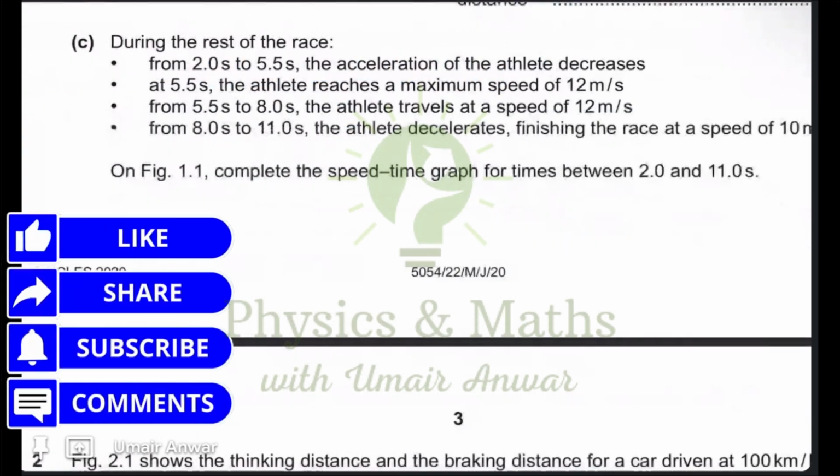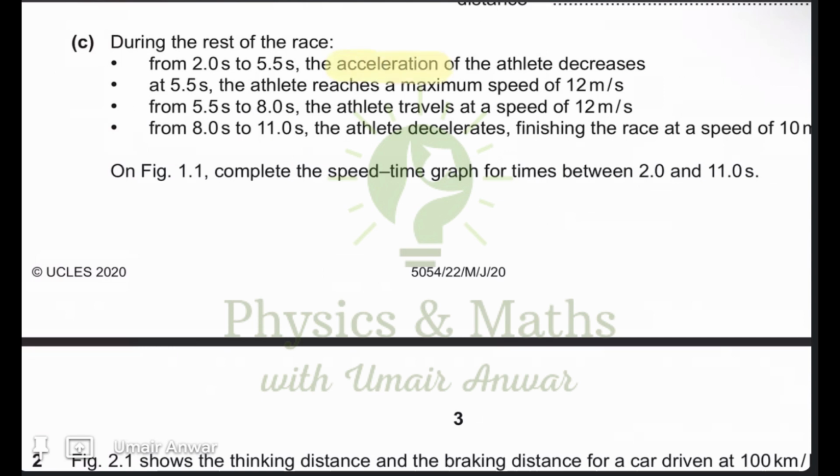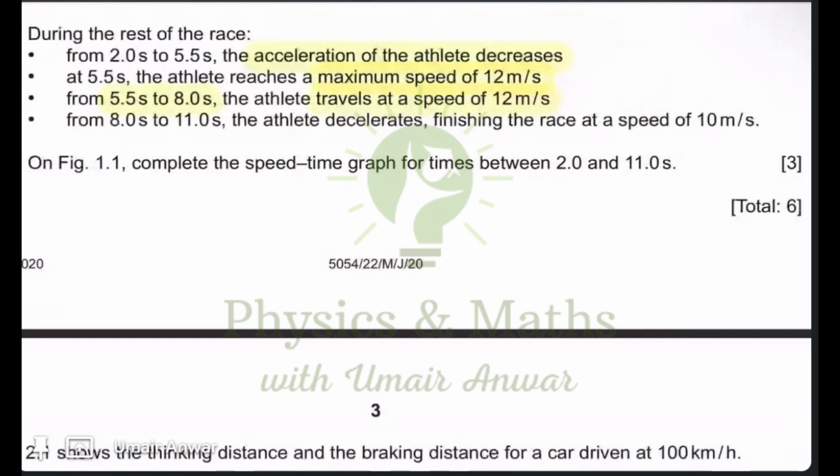The next part says during the rest of the race from 2 to 5.5 seconds, the acceleration of the athlete decreases. At 5.5 seconds, the athlete reaches a maximum speed of 12 meters per second. From 5.5 to 8.0 seconds, the athlete travels at a speed of 12 meters per second, so the speed is not going to change for this interval. From 8 to 11 seconds, the athlete decelerates, finishing the race at a speed of 10 meters per second.